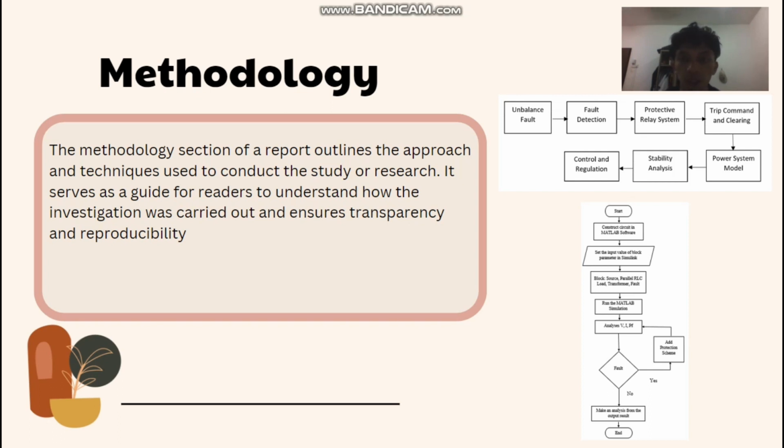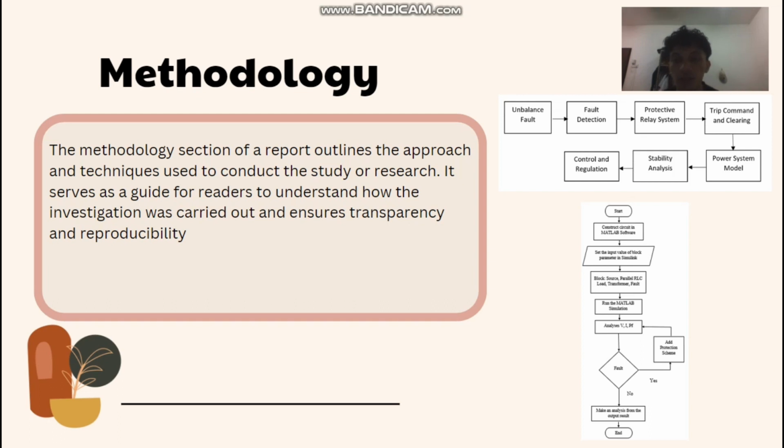As you can see on the right, there are two figures. The first is the block diagram, and the second is the flow chart. The block diagram starts with unbalanced fault detection and protective relay system. This is the main part of our project. Next is the trip command and clearing, power system model, and stability analysis and control regulation.